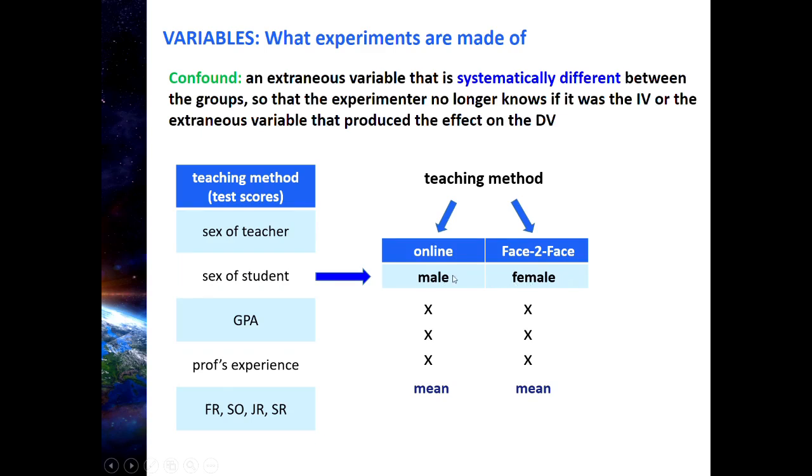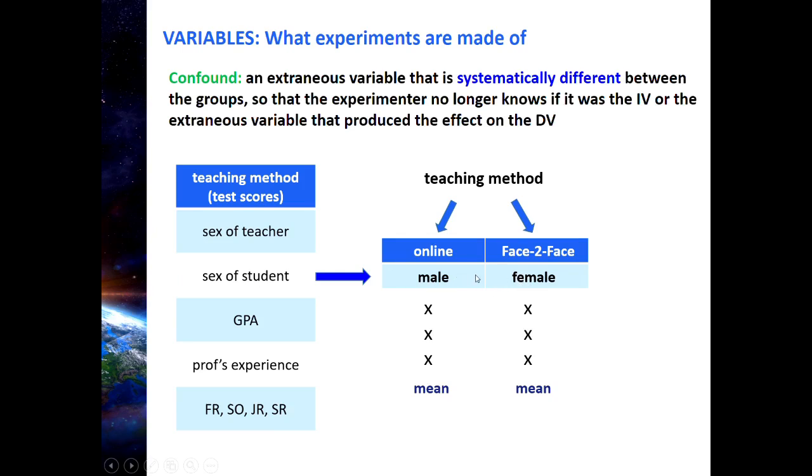So this is an extraneous variable, right? Sex of student, it's in this list. And if it becomes systematically different between our 2 groups, now we have a problem. Because if we do see a difference between the 2 means, what might explain that difference? It could be the teaching method, but it might also be the sex of the student. So you see how this extraneous variable has become a confound?